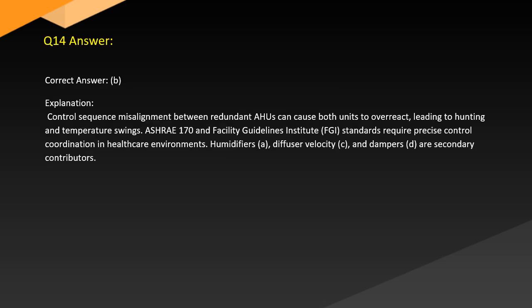Answer. Correct answer: B. Explanation: Control sequence misalignment between redundant AHUs can cause both units to overreact, leading to hunting and temperature swings. ASHRAE 170 and Facility Guidelines Institute FGI standards require precise control coordination in healthcare environments. Humidifiers (A), diffuser velocity (C), and dampers (D) are secondary contributors.